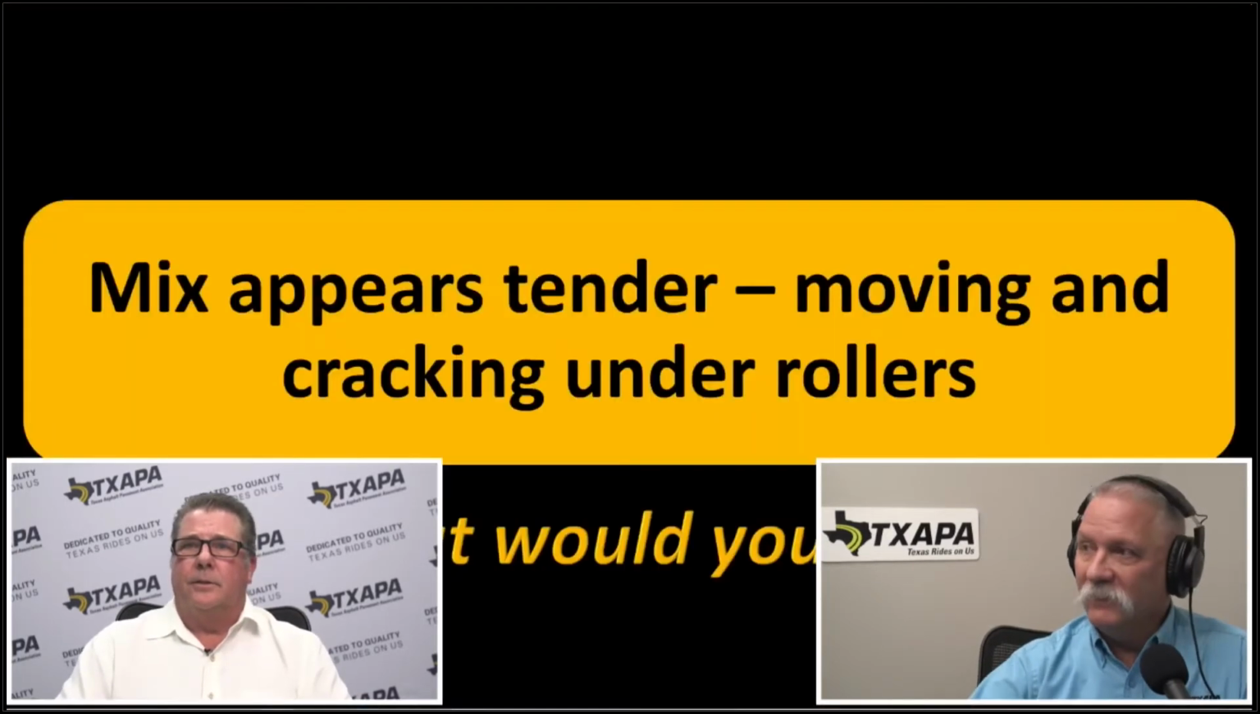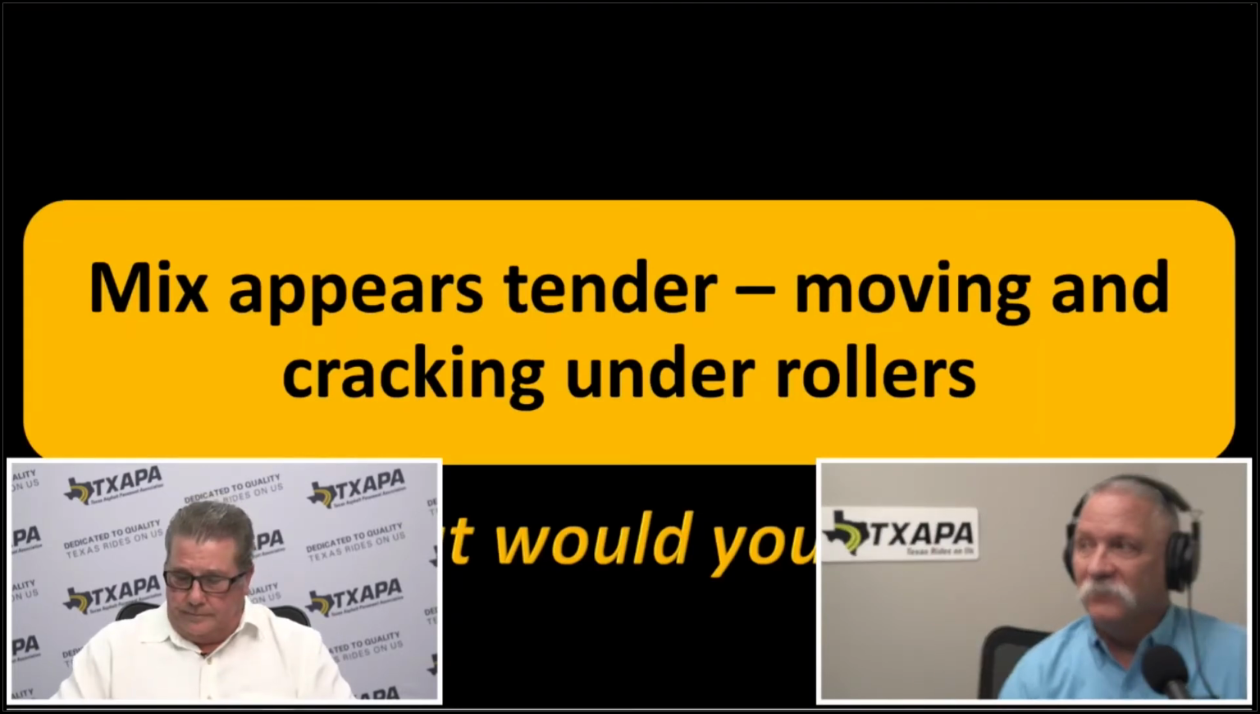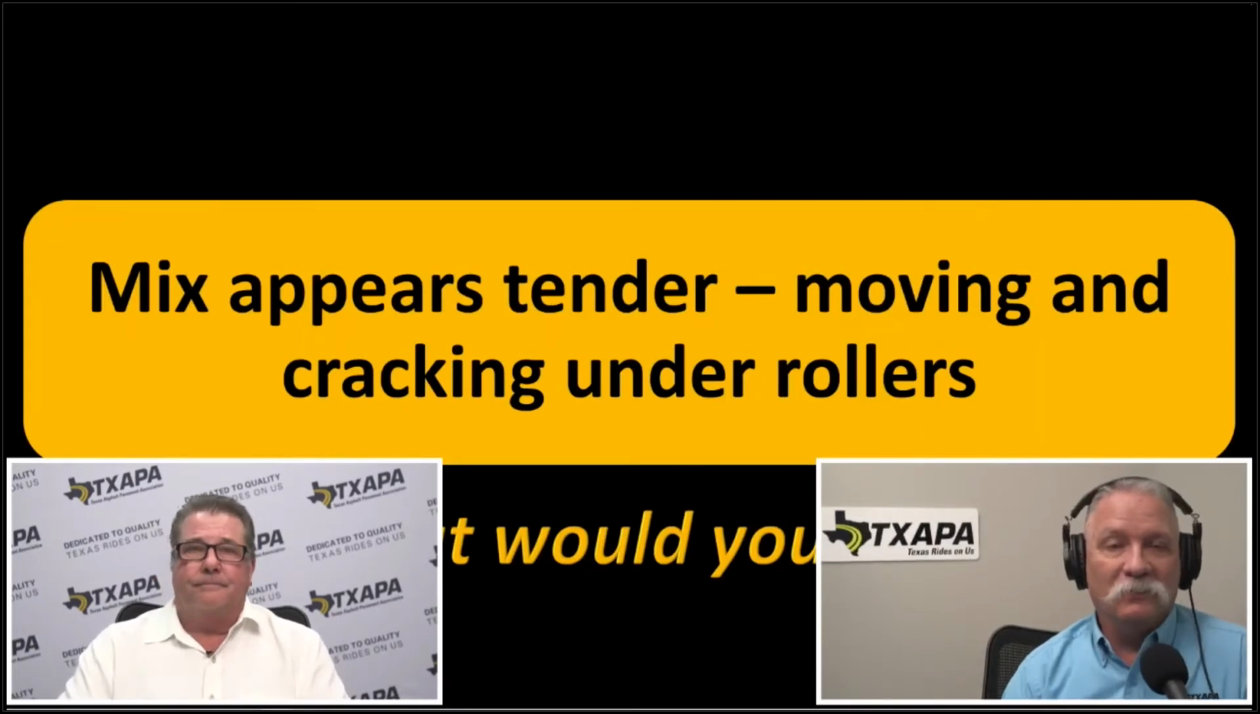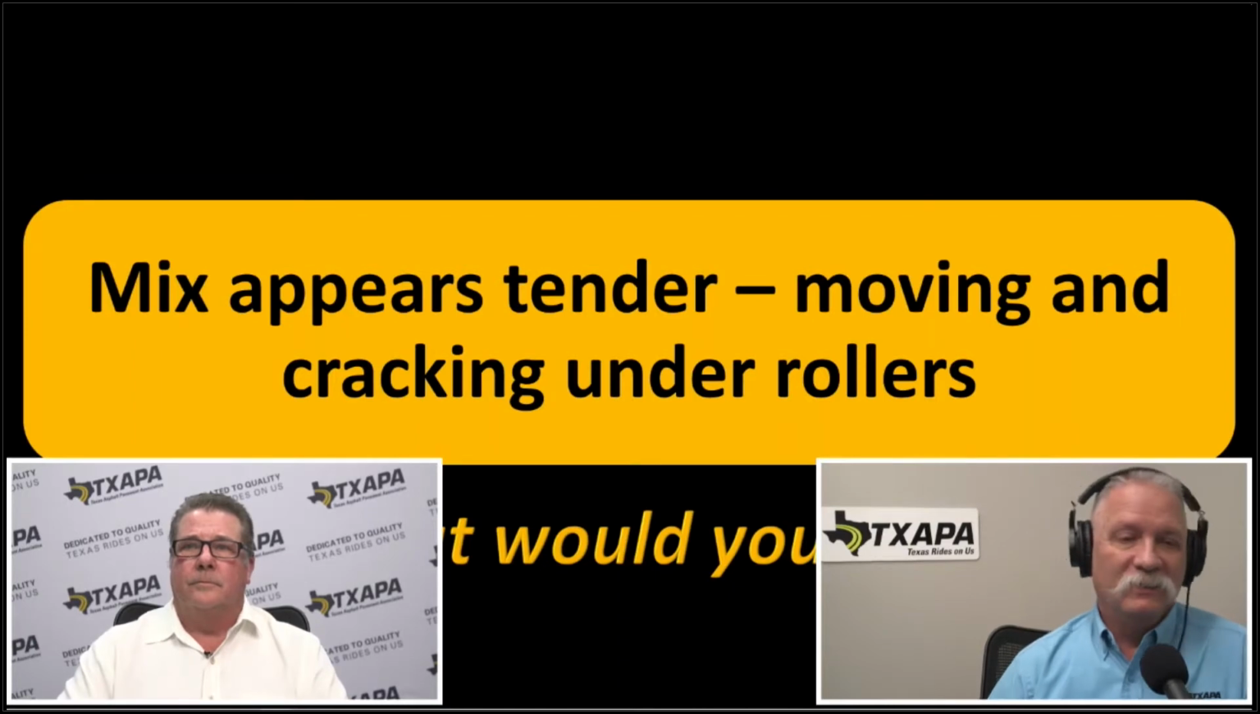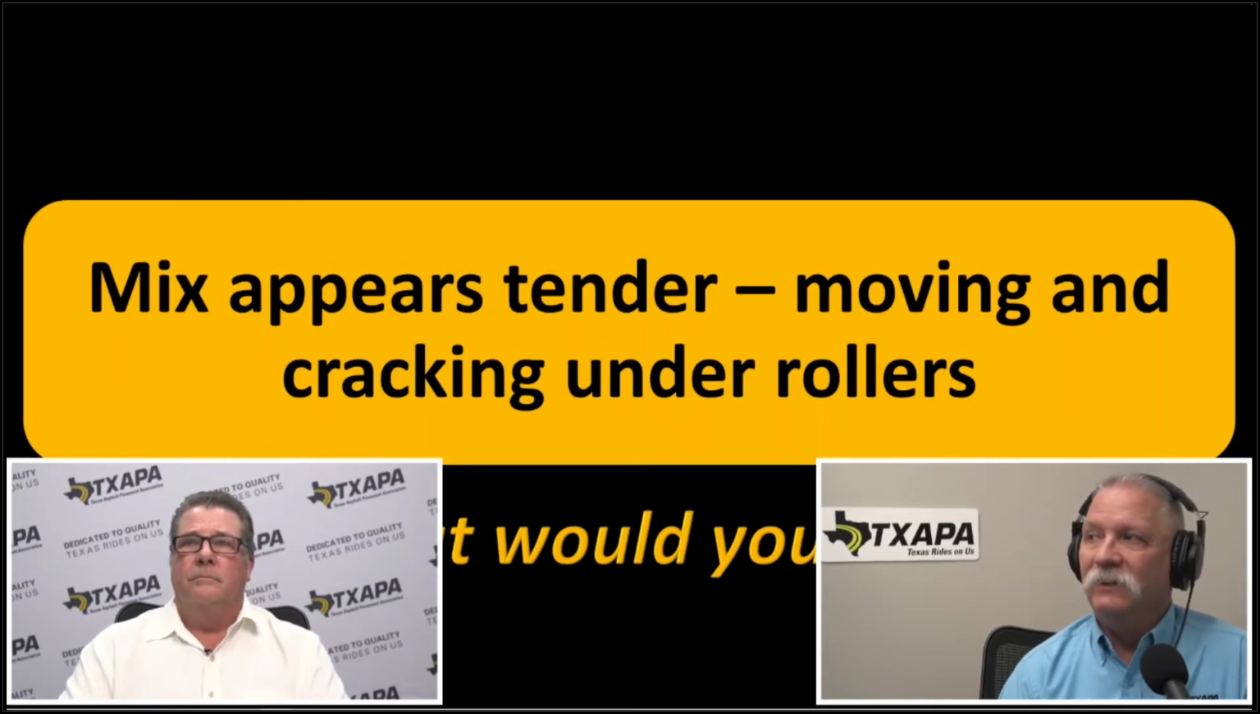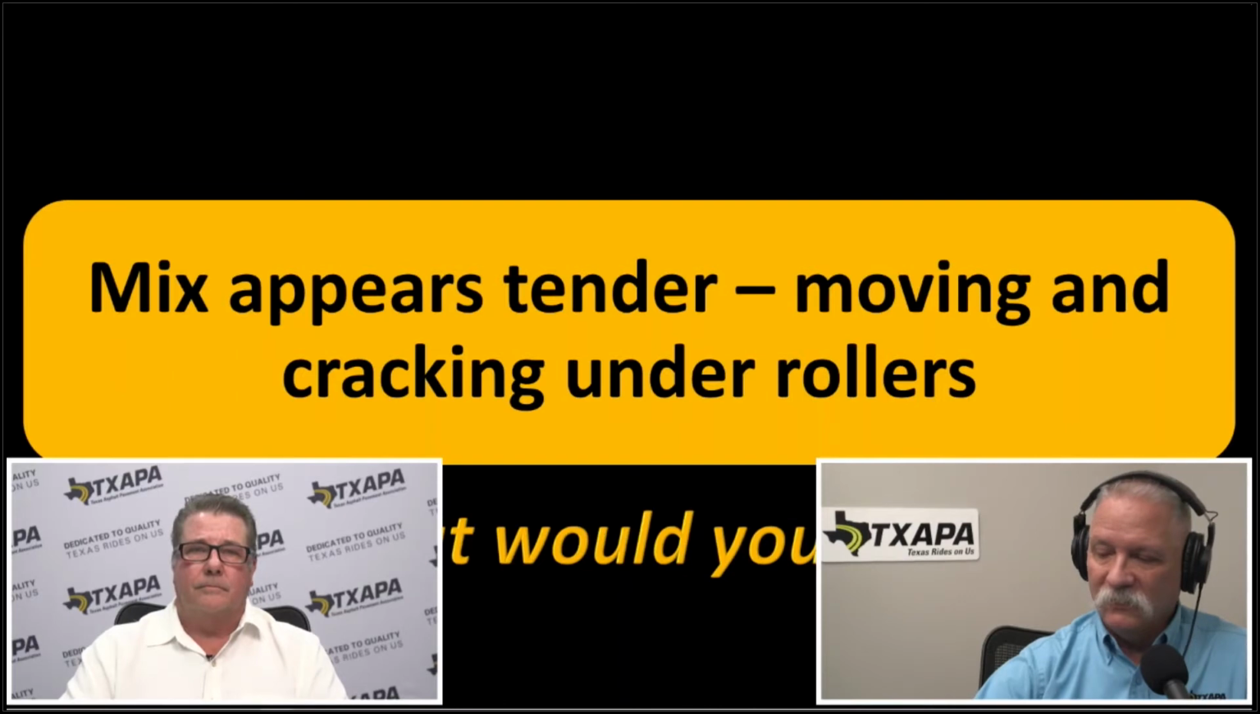There it is. Here we go. The mix appears tender. It's moving and cracking underneath the rollers. So we've laid the mix. Mix apparently is okay on temperature, but now the mix is cracking and it's moving. We've got this tender situation. So let's start with Robert. What would you do, Robert?